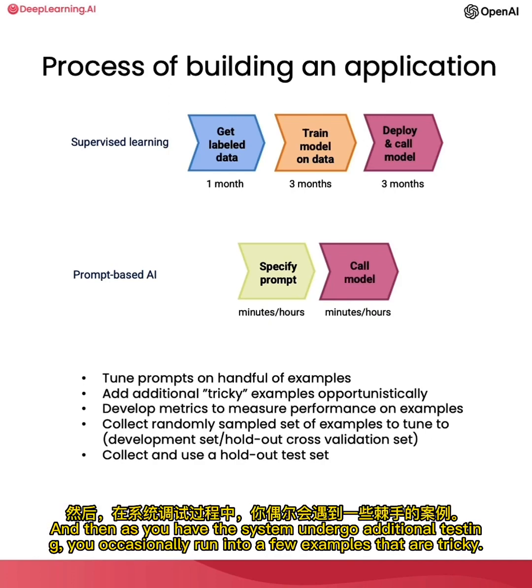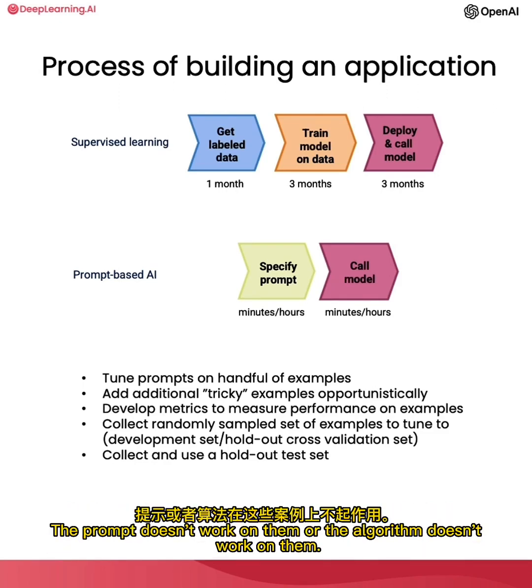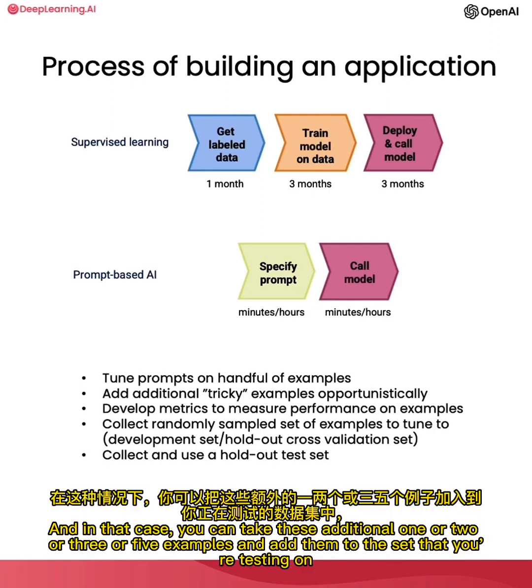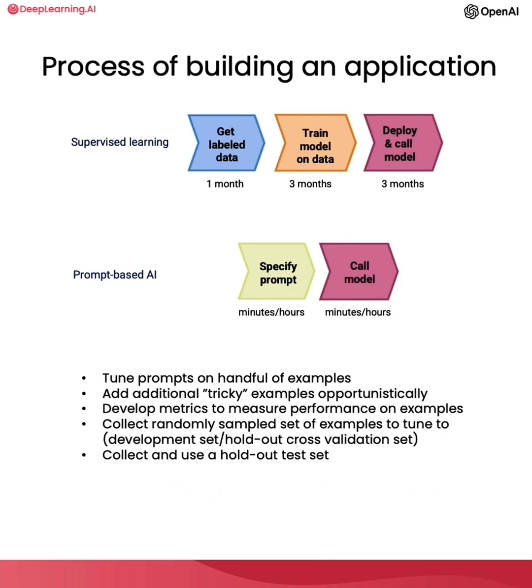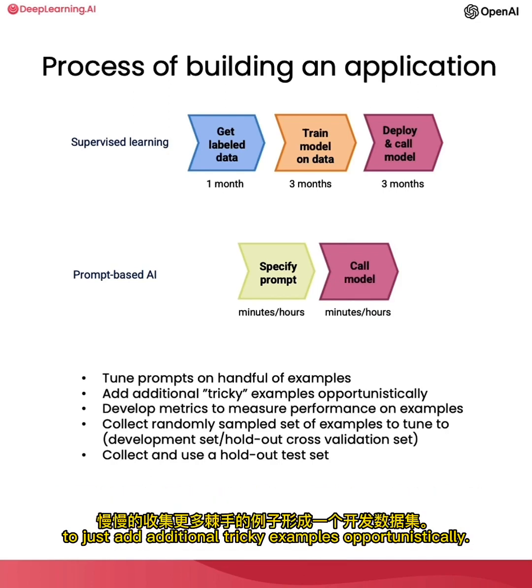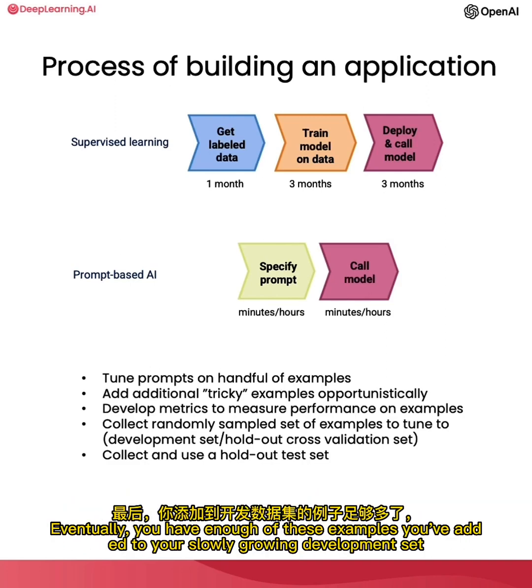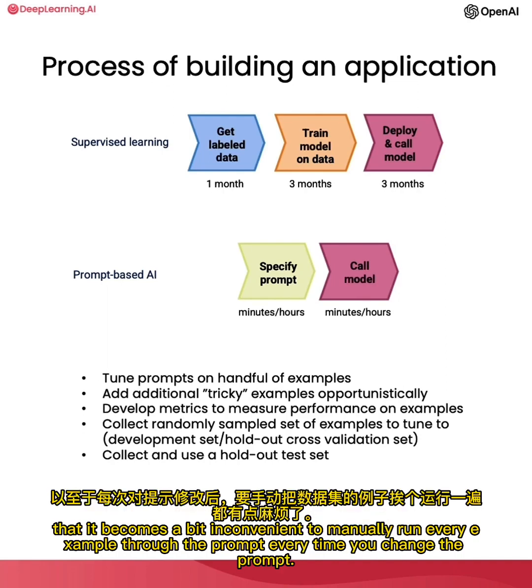And then as you have the system undergo additional testing, you occasionally run into a few examples that are tricky. The prompt doesn't work on them, or the algorithm doesn't work on them. And in that case, you can take these additional 1 or 2 or 3 or 5 examples and add them to the set that you're testing on, to just add additional tricky examples opportunistically. Eventually, you have enough of these examples you've added to your slowly growing development set that it becomes a bit inconvenient to manually run every example through the prompt every time you change the prompt.